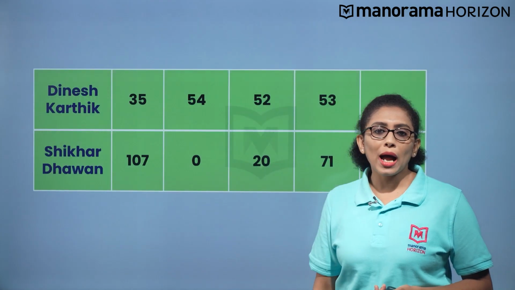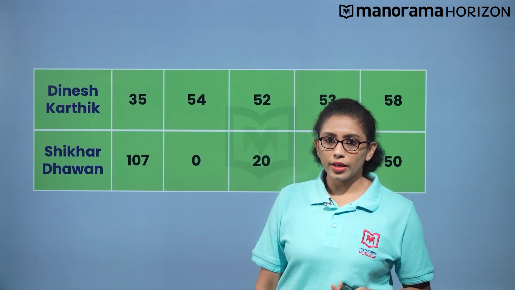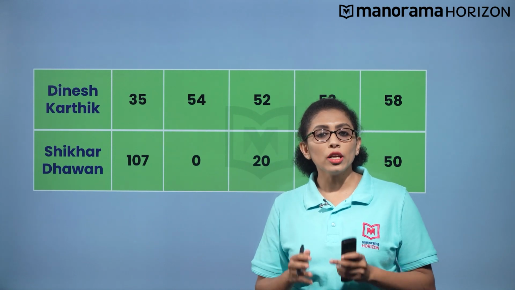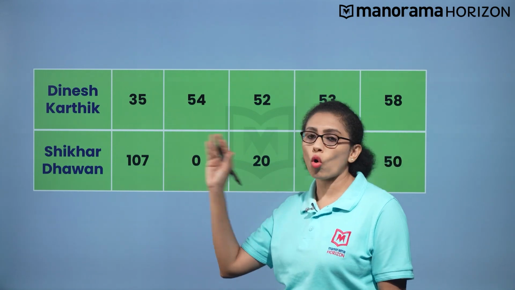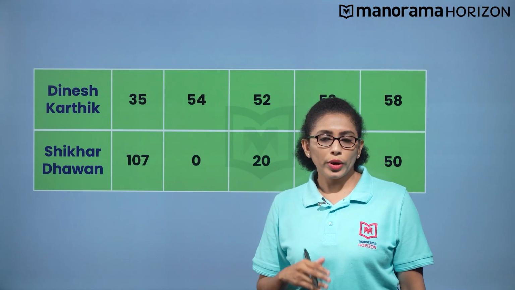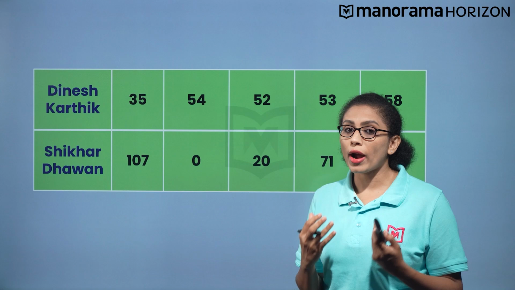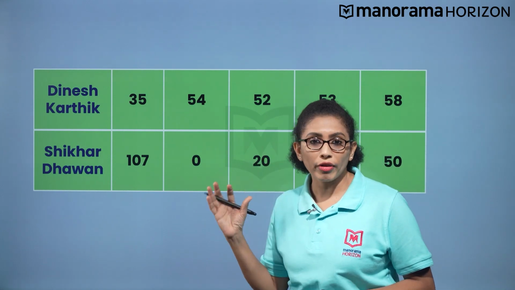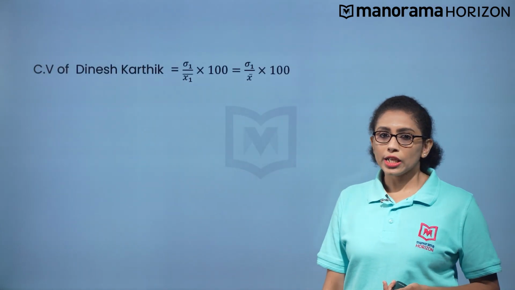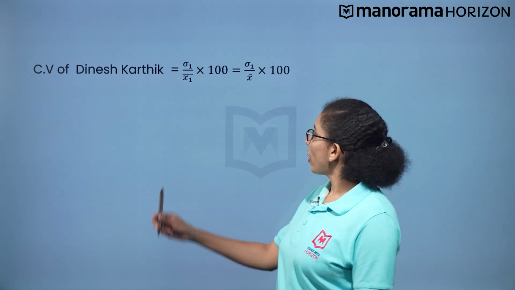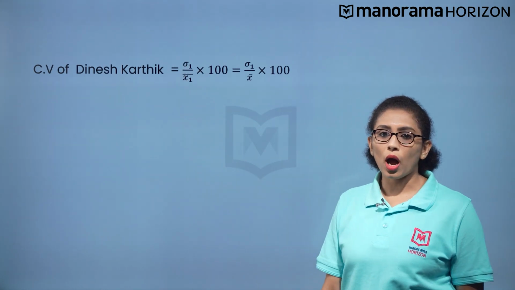Now, coming back to the example with which we started, our aim was to find which batsman was more consistent. We need to compare both batsmen. For that, we need to find their coefficient of variation. The coefficient of variation of Dinesh Karthik is given by σ1 / x̄1 × 100.